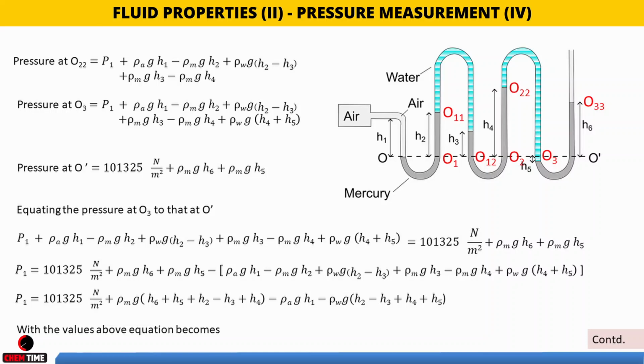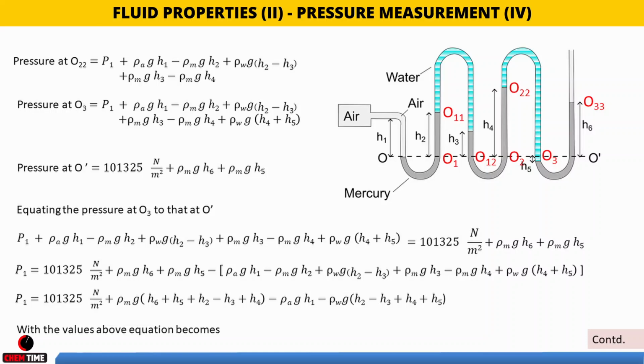So the pressure from the right limb at O dash can be calculated as the atmospheric pressure, that is 101,325, plus the static pressure due to height H6, that is equal to rho M G H6, plus the static pressure due to height H5, rho M G H5. Therefore, the pressure at O dash will be 101,325 newtons per meter square plus rho M G H6 plus rho M G H5. Since O3 and O dash are in the same horizontal plane, the pressure at O3 will be equal to the pressure at O dash.